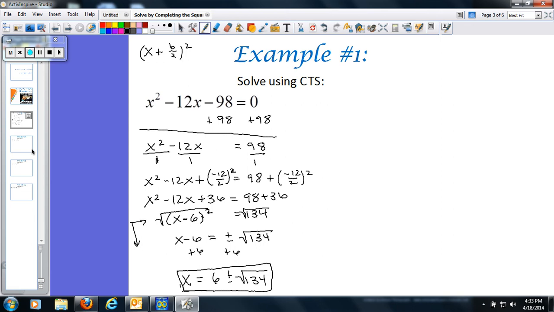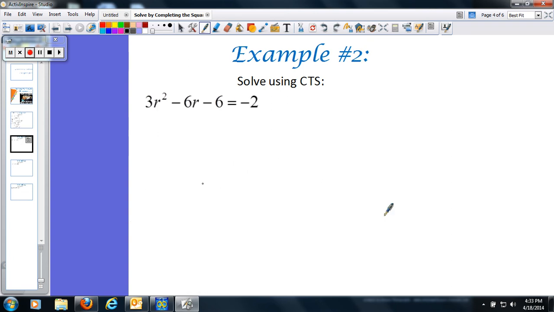So when I say the first thing you do, pause it. Write it down as step 1. I'll say the next thing you do is this. Pause it. Write it down as step 2. Okay? Alright. Let's look at example number 2 now.